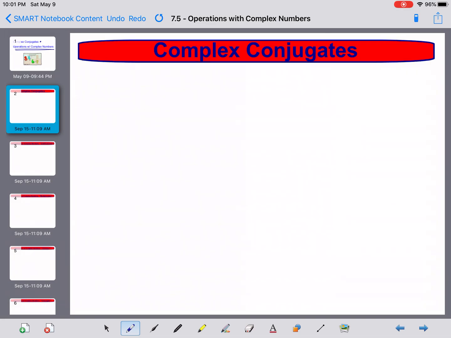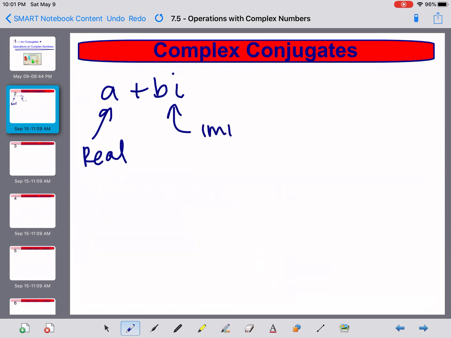We talked already about complex numbers, which if we want to do the general form is a plus bi, which we talked about. This would be considered the real part. And then the bi will be considered the imaginary piece to it.